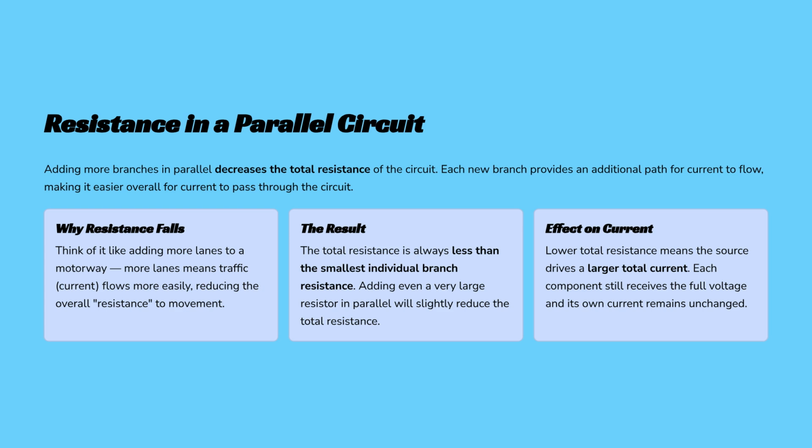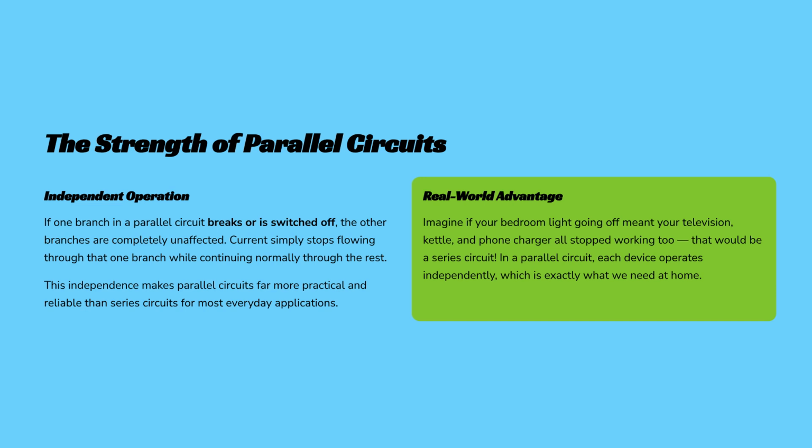Adding branches in parallel actually decreases total resistance, as it provides more paths for current to flow. The total resistance will always be less than the smallest individual branch resistance, resulting in a larger total current from the source. The strength of parallel circuits lies in their independent operation.